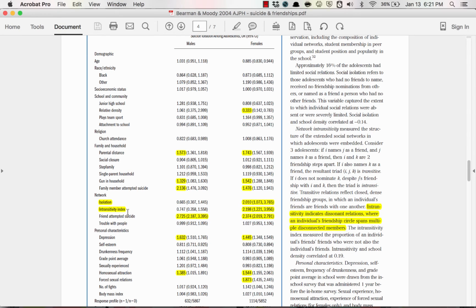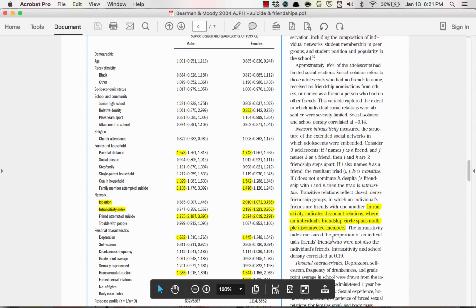This here, the intransitivity index, you'll see defined over here on the right-hand side. Intransitivity means that you're friends with people who are not friends with each other.